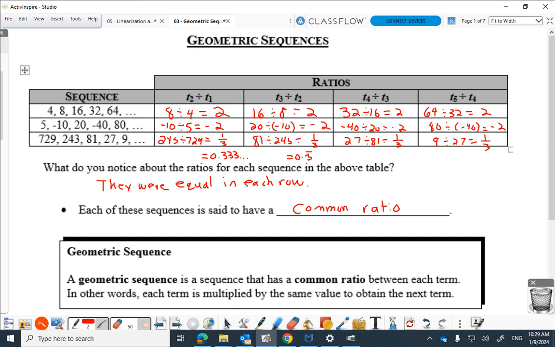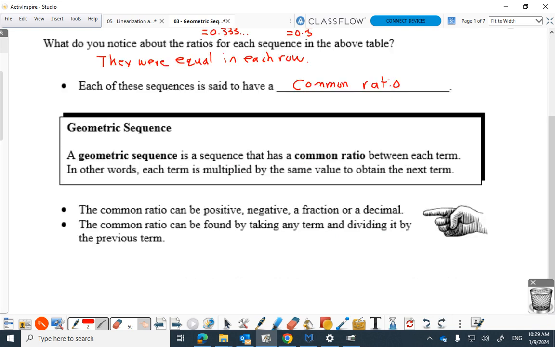And then here's the fancy box. A geometric sequence is a sequence that has a common ratio between each term. In other words, each term is multiplied by the same value to get to the next term. The common ratio can be positive, could be negative, or it could be a fraction or a decimal. And the common ratio can be found by taking any term and dividing it by the previous term.